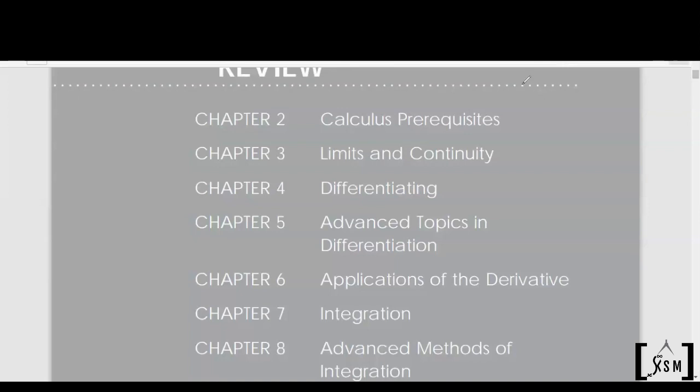AP Calculus exams. AP Calculus. This session will be useful for AP Calculus AB exams.